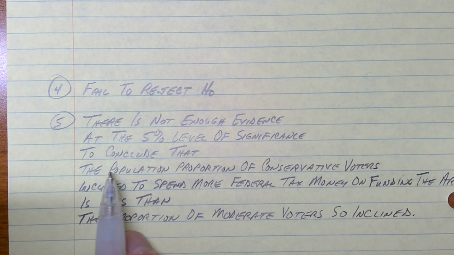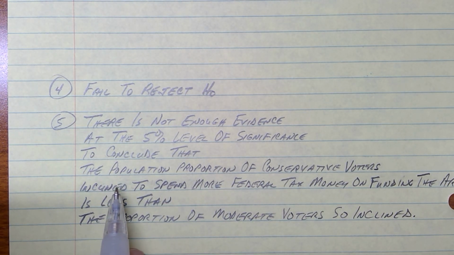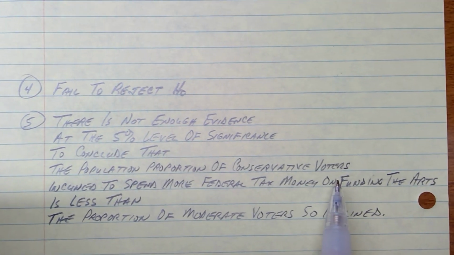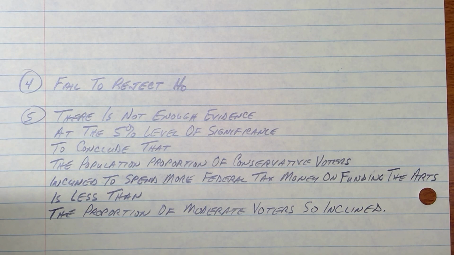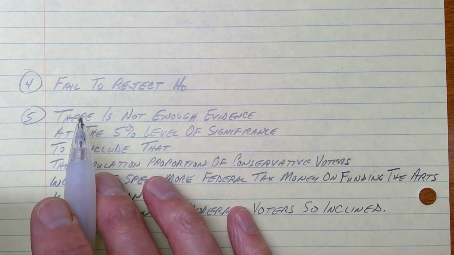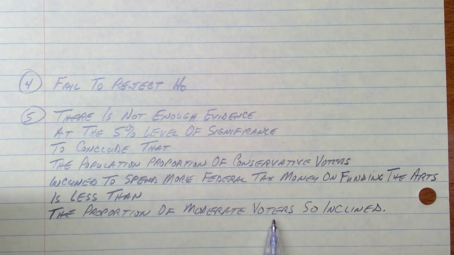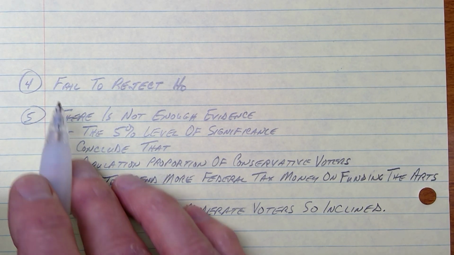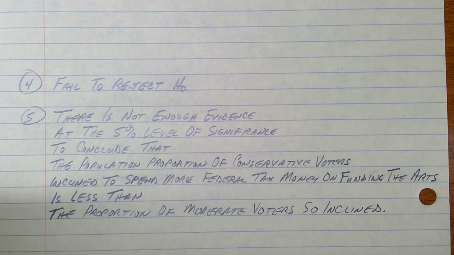Your challenge was the population proportion of conservative voters, and this is all adjectives, who are inclined to spend more federal tax money on funding the arts, is less than, there's my challenge, the proportion of moderate voters, same thing, so inclined. All right. So what I'm saying is I did not have enough evidence to prove my challenge. My challenge was that group 1 was less than group 2. I don't have enough evidence to prove that. I failed to reject what you said. I was trying to, but I failed.